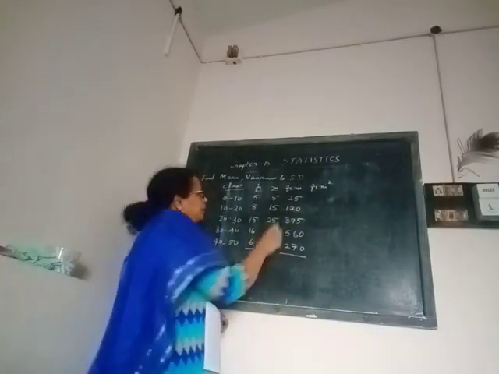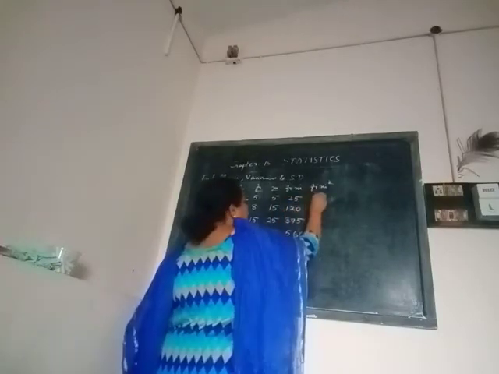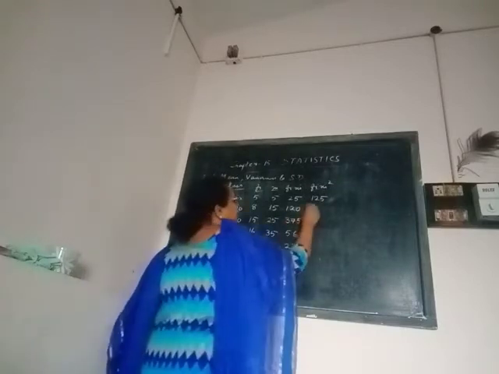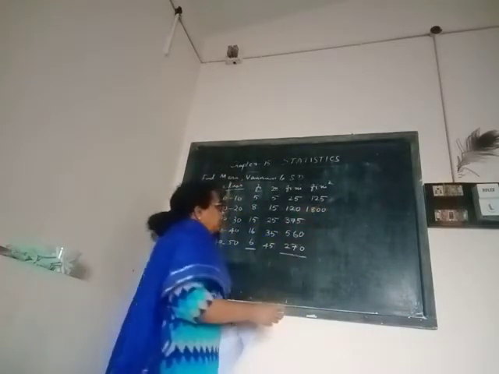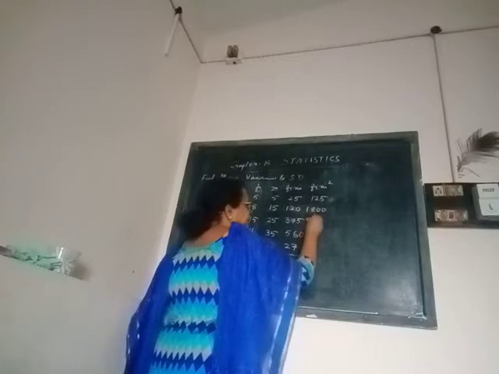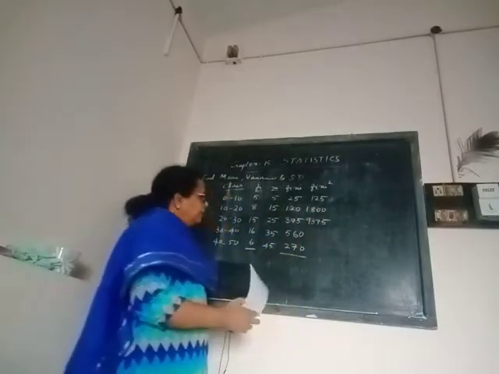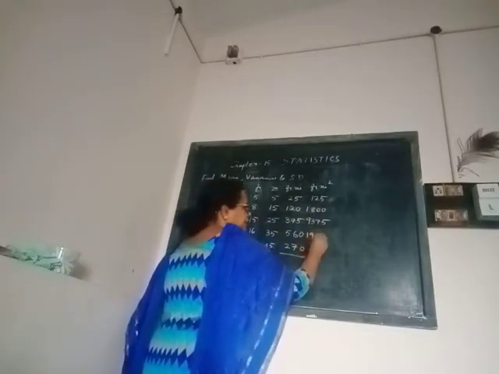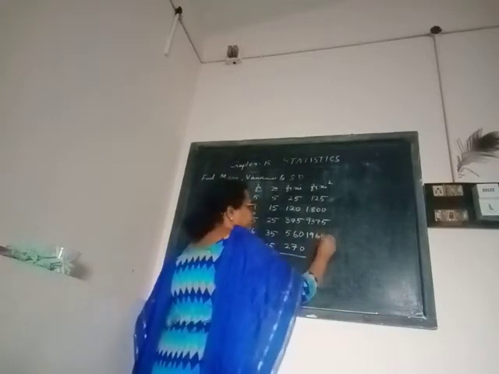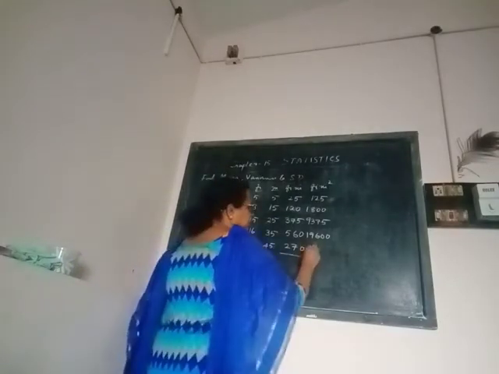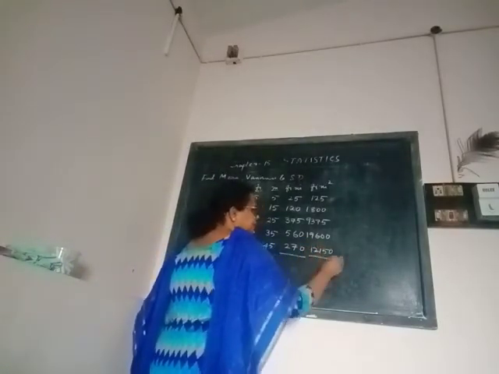Fi xi squared. Fi xi into xi. 5 into 25, 125. Then next is 15 into 120, 1800. Next is 25 into 375, 9375. Next is 35 into 560, 19600. Next is 45 into 270, 12150.